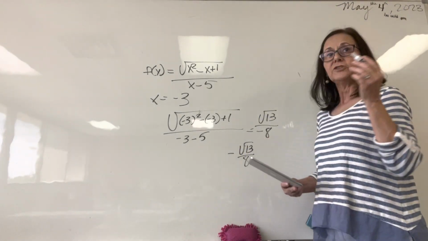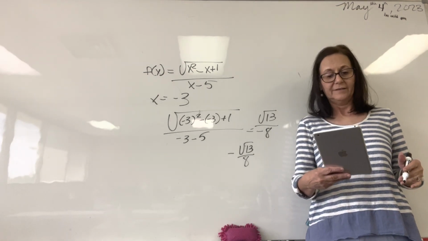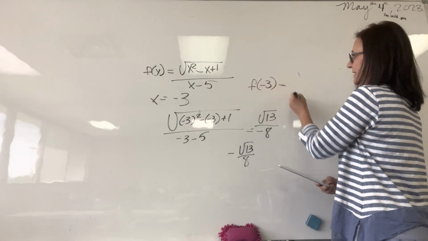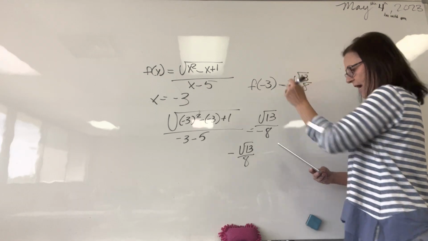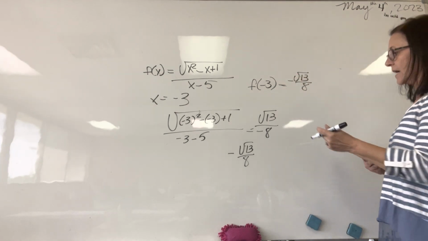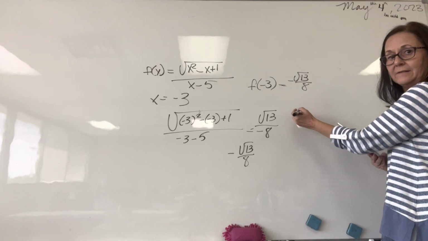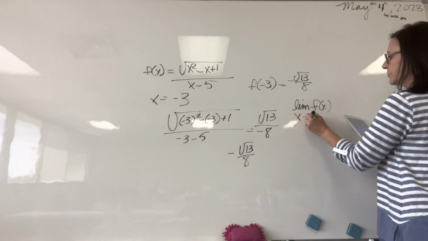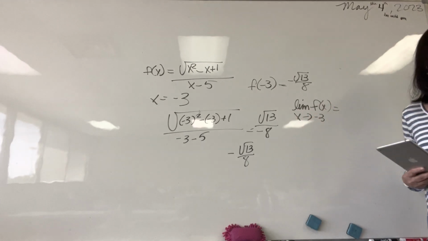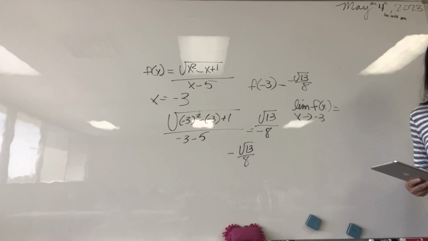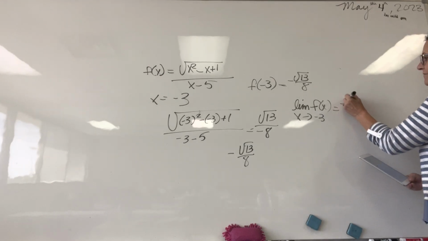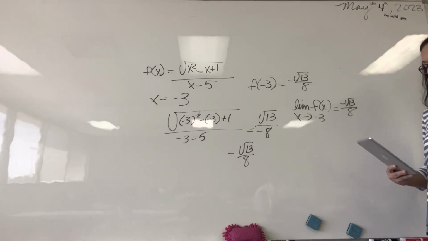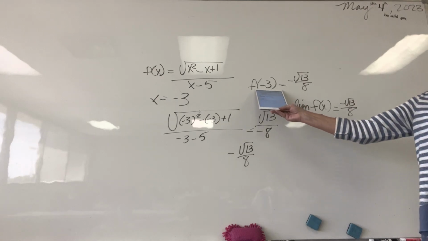So, do those three things happen? Is f of c defined? Yes. That says, is f of -3 defined? Yes. It's negative square root of 13 over 8. Does the limit of that function as x approaches -3 exist? What is it? Negative square root of 13 over 8. Yes. Does the limit equal f of -3?